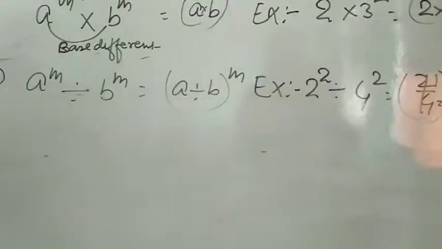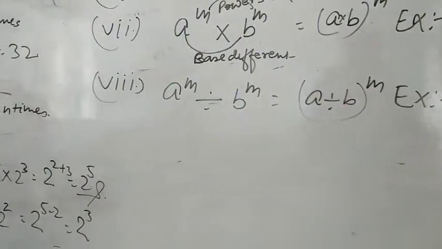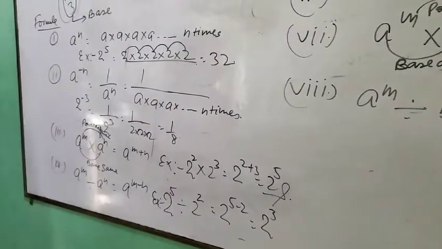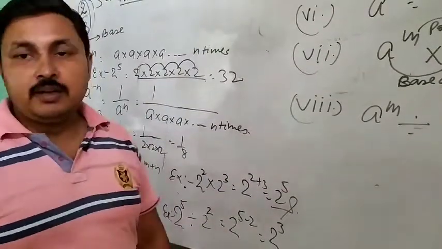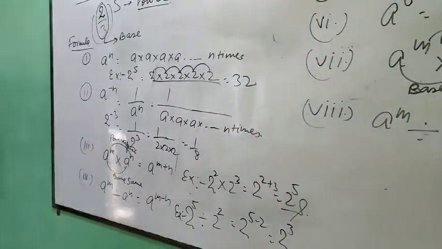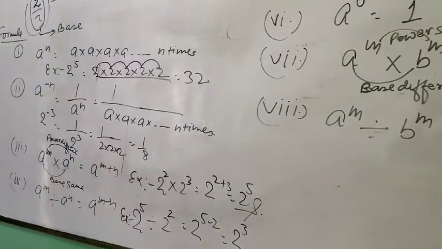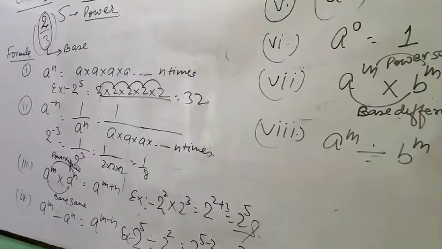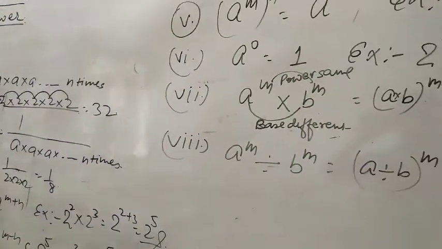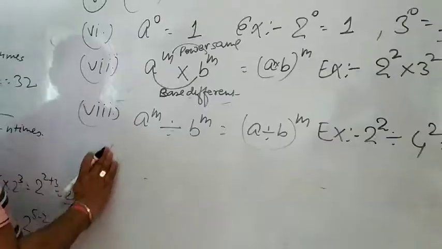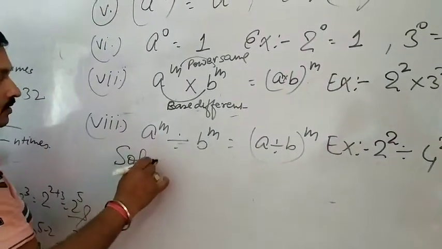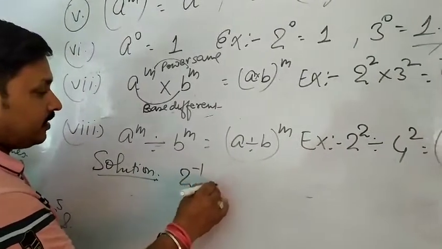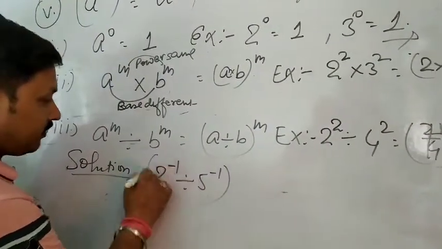In this way you can solve all the problems of exercise 2.1. If you have any problem, you must contact me, and I will explain some problems given in your book. For example, solution: 2 to the power minus 1 divided by 5 to the power minus 1.